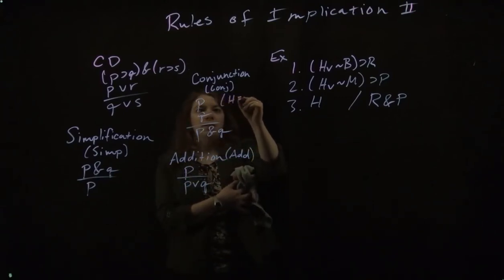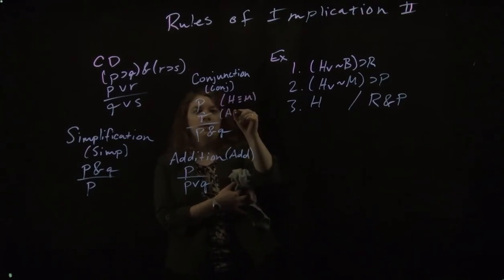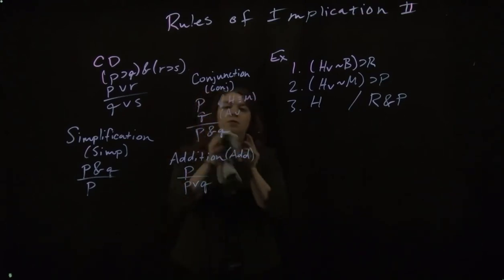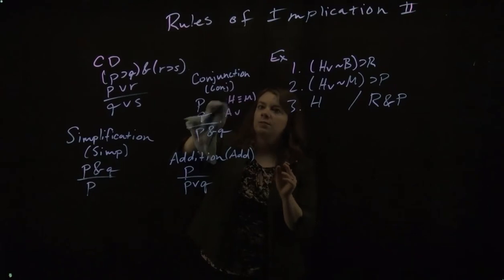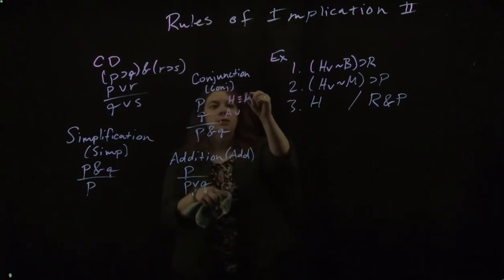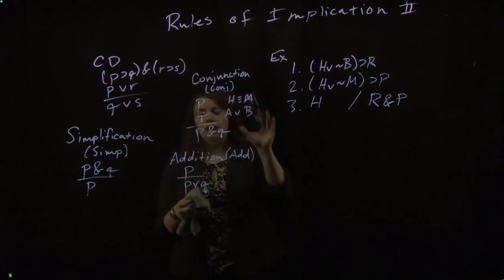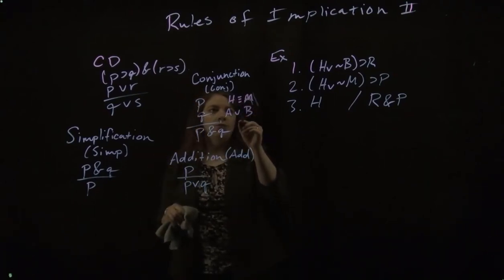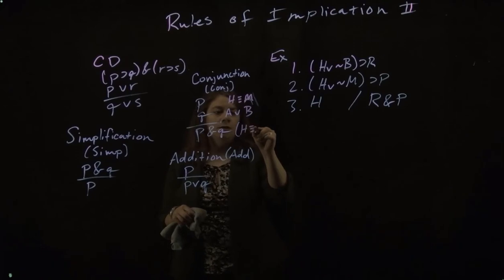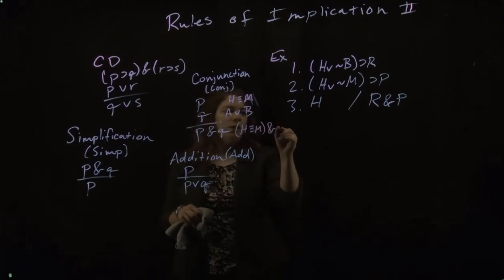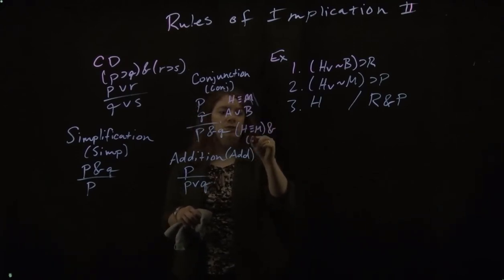So if you had something like that, let's take those out. A or B. This rule says you can take those 2 lines, as long as they're on separate lines, and you can put them together with the ampersand or the dot. So we'll just put this here, right?